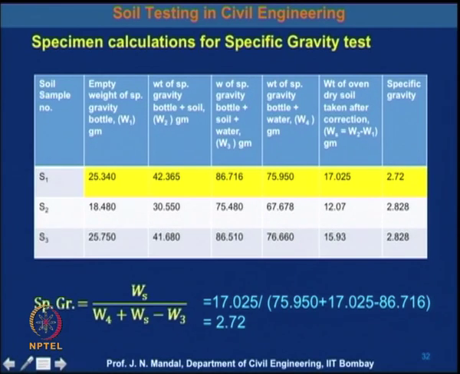Detailed calculation is given here. The specific gravity is equal to 17.025, Ws, divided by W4, which is 75.960, plus 17.025 minus 86.716. This will give you the specific gravity of about 2.72. So, you can determine the specific gravity of the soil, and this specific gravity of the soil generally is 2.5, 2.72, 2.8 like this.